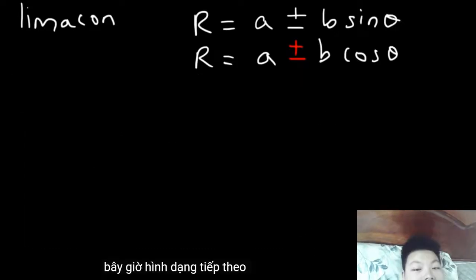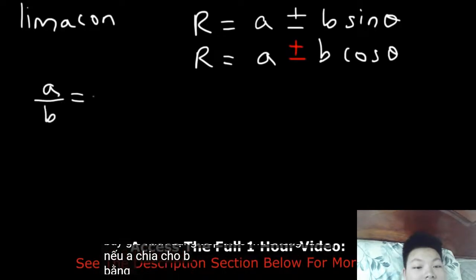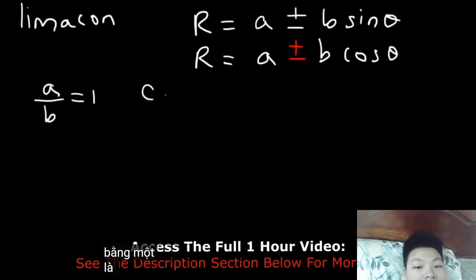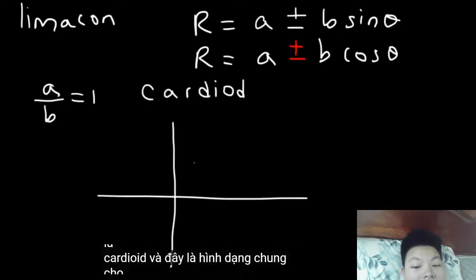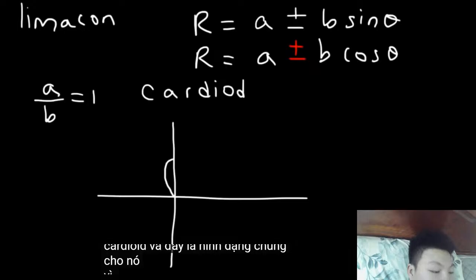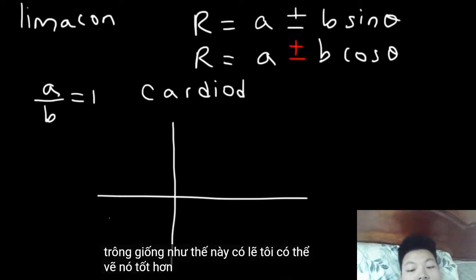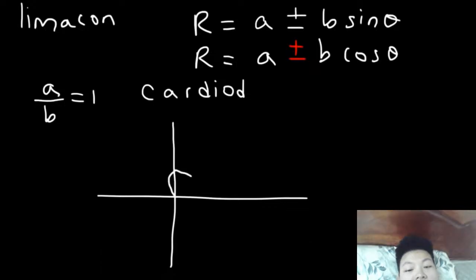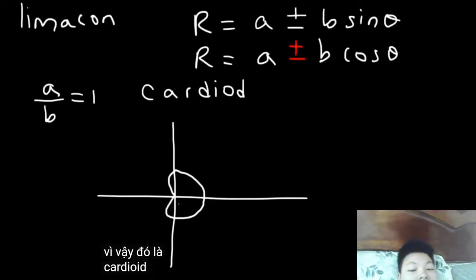Now the next shape that we have, if a divided by b is equal to 1, is the heart-shaped limaçon, also known as the cardioid. And here's the generic shape for it. So it has like this dimple. So it looks something like that. Maybe I could draw that better. So that's the cardioid.